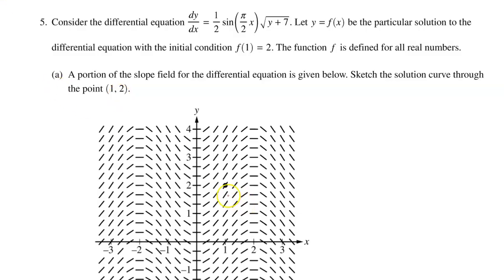Start at the point (1, 2) and follow the slope field lines like a leaf floating on a current. And it might look something like this. If you drift with the current of the slope field in the opposite direction, it might look something like this. That's really it for part A.